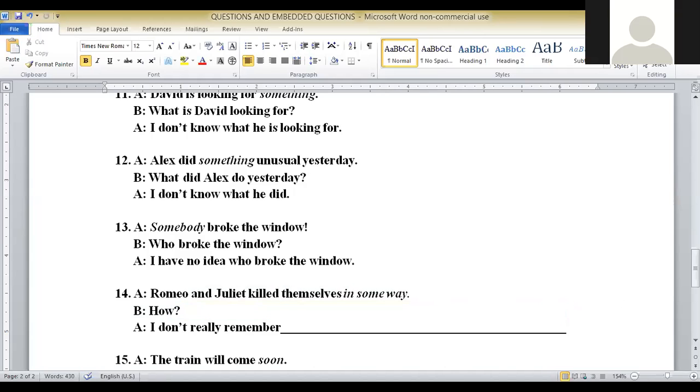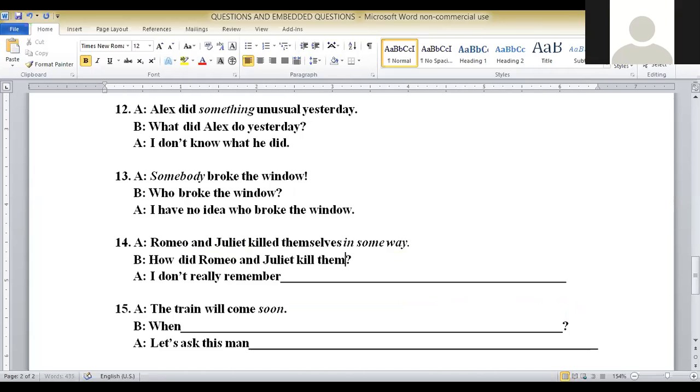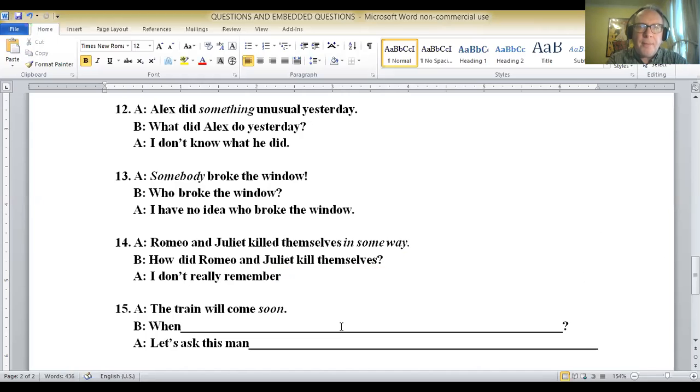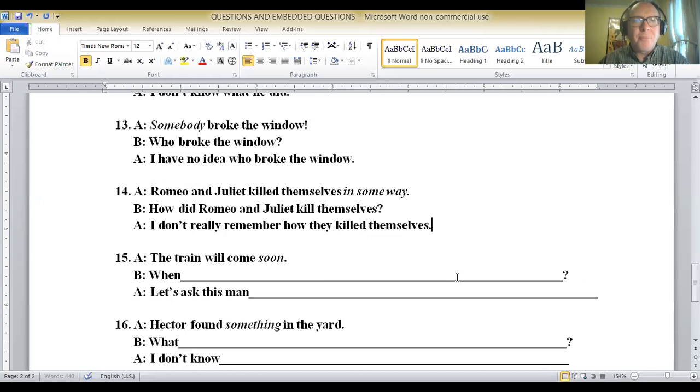The next one is a how question. It says here, Romeo and Juliet killed themselves in some way. How did Romeo and Juliet kill themselves? I don't remember. How they killed themselves. They took poison. That's how they did it. They took poison. All right.